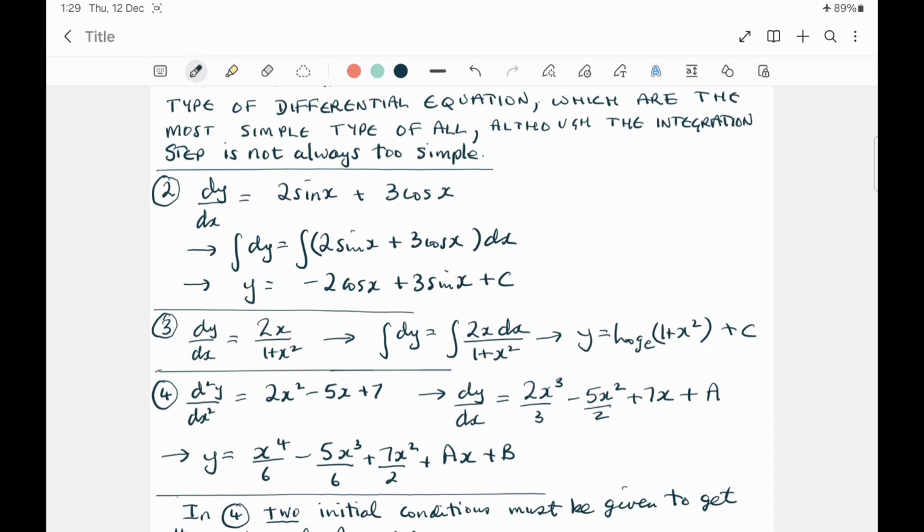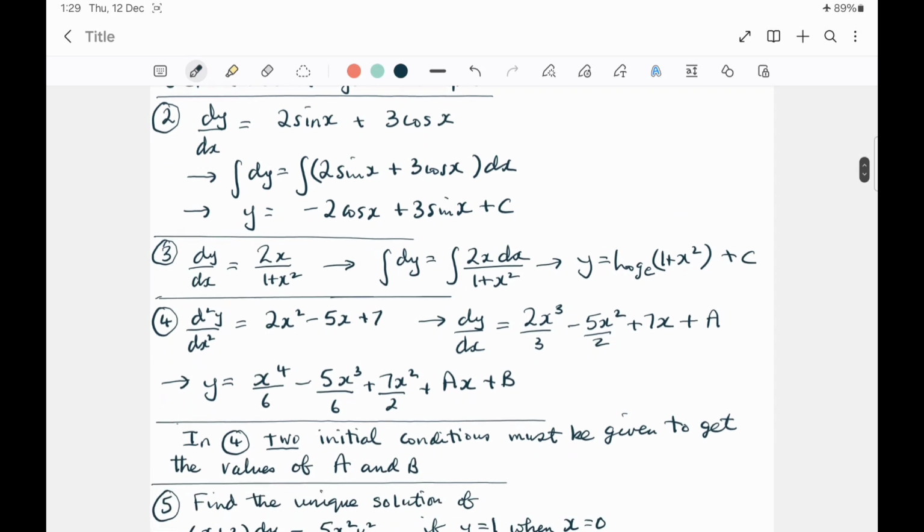For the third question, we've got dy/dx equals 2x over 1 plus x squared. I'm going through the same procedure. We get the integral of dy equals the integral of 2x over 1 plus x squared dx. Integrating, we get y equals log of 1 plus x squared, because in the right-hand integral, the numerator is the exact differential of the bottom, and so the integral is the logarithm of the denominator. So that's y equals log to base e of 1 plus x squared, and then add on the arbitrary constant.